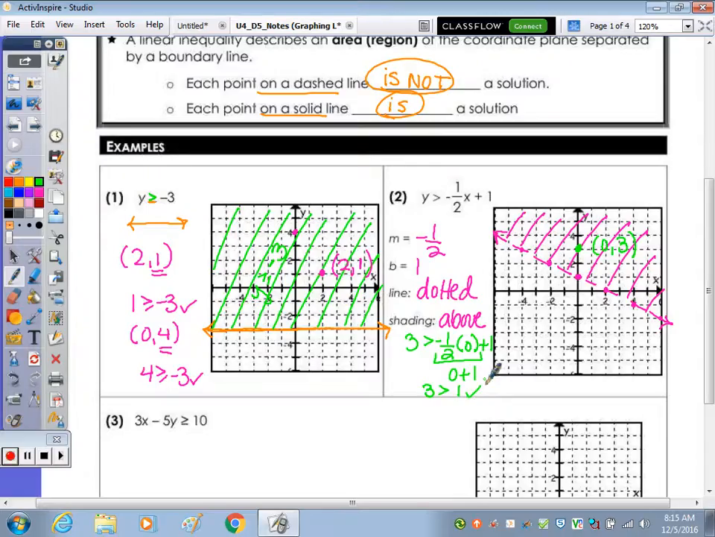So if I had tested, say, 0, 0, for instance, the origin, is 0 greater than negative 1/2 times 0 plus 1? We get 0 again for that product, plus 1 is 1. 0 is not greater than 1. That's false. So any place you test in the solution set, you should get a true statement. And any point you test that's not in that shaded area or your solution set should come out to be false. So I'm just going to finish by labeling y greater than negative 1/2 x plus 1.